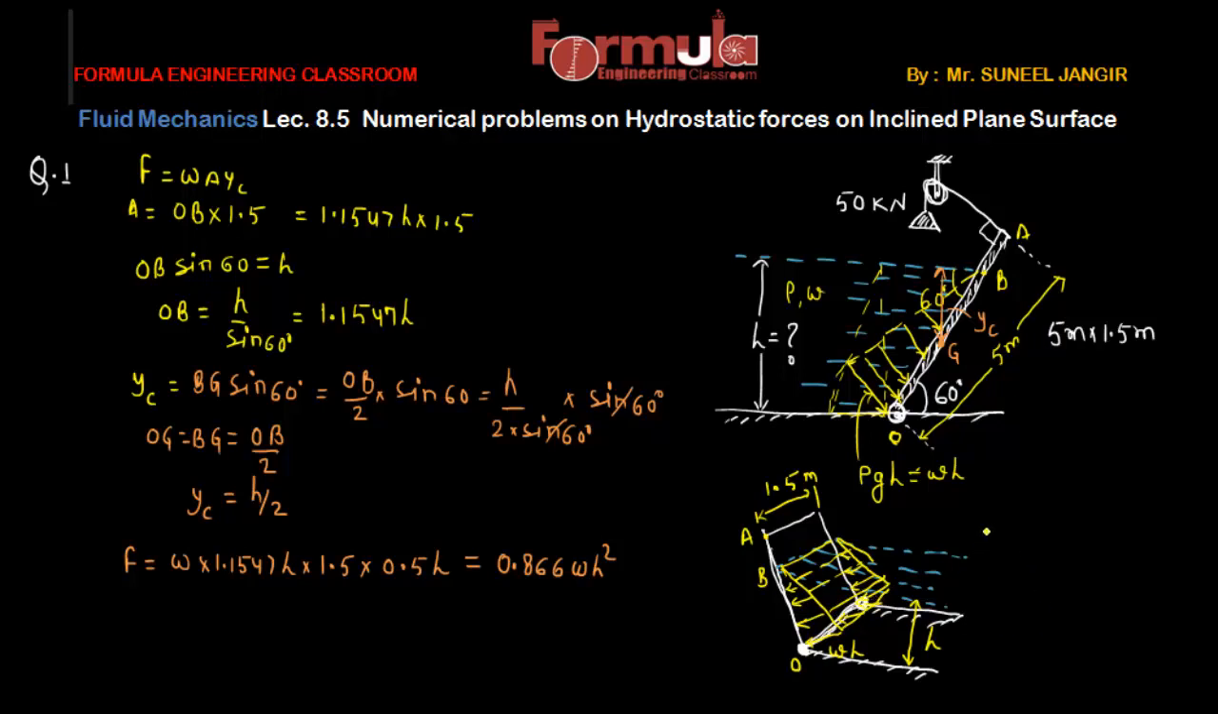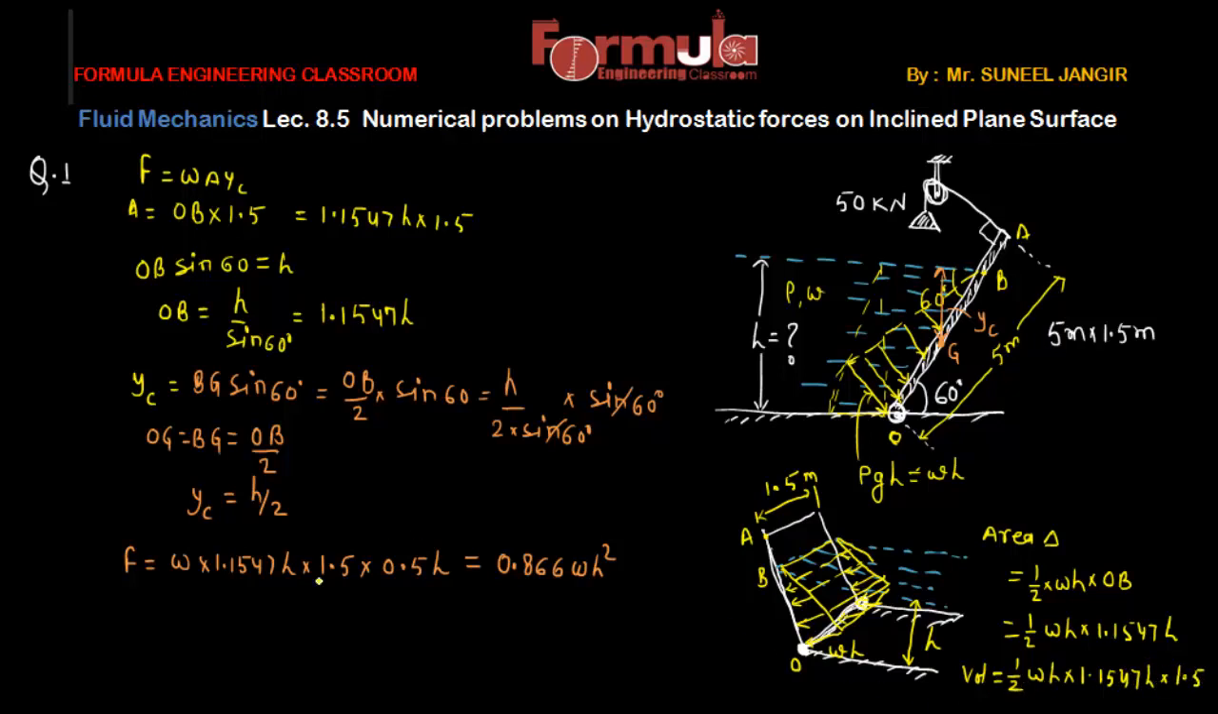So the area of the triangle is 1 by 2, base is WH, height is OB. So this will be equal to 1 by 2 WH times 1.1547 times H. This is the area. Now the volume of this diagram will be equal to area into width, that is 1.5. So the area is 1 by 2 WH into 1.1547 times H into 1.5.